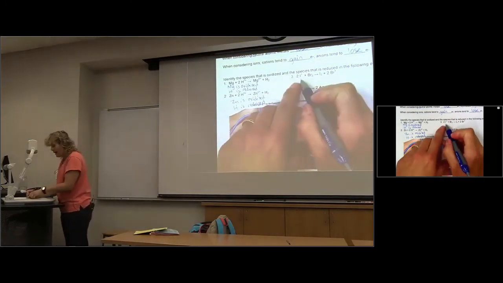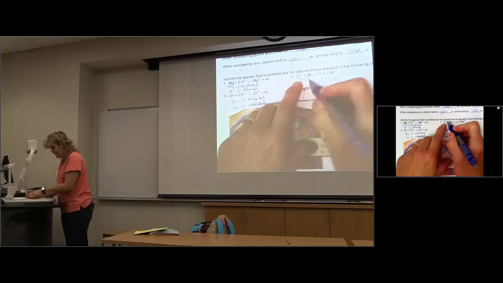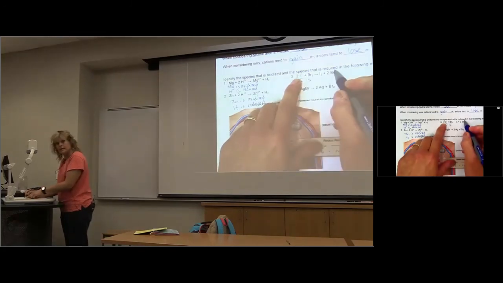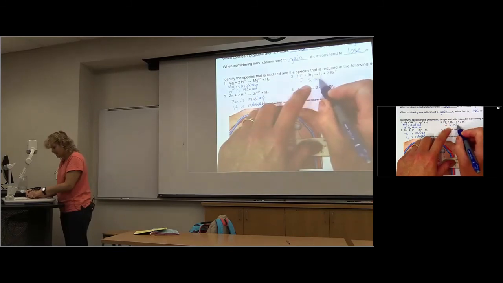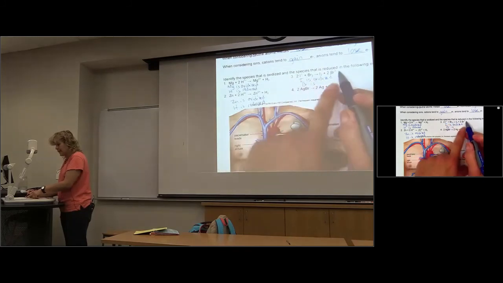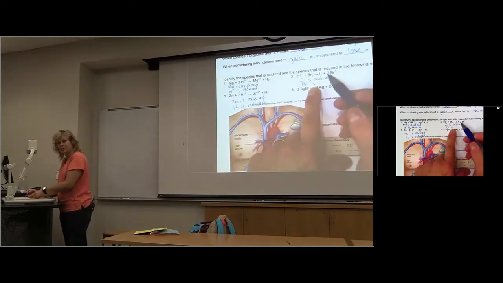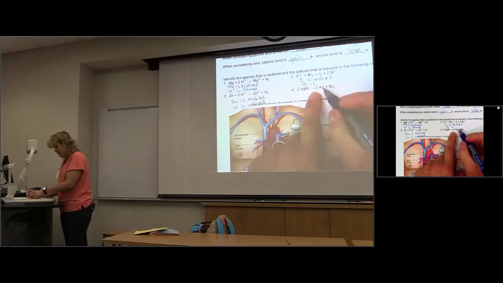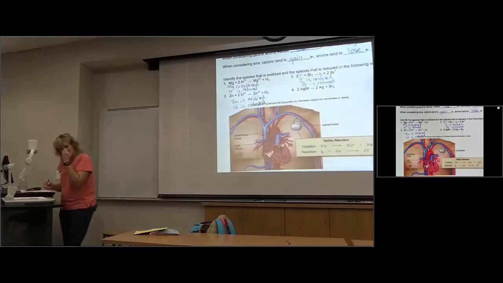So iodine, it has to do what? It has to lose the electron. That is oxidized. Bromine goes from free to -1, which means did it add an electron? So that means it is reduced. Yes or no?